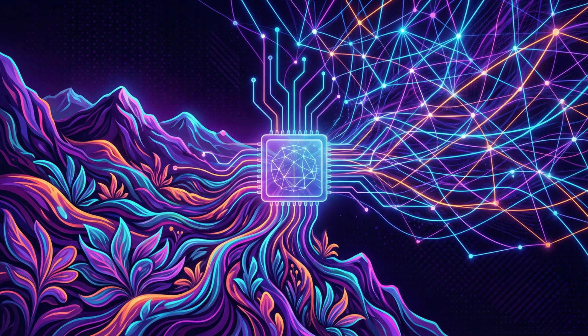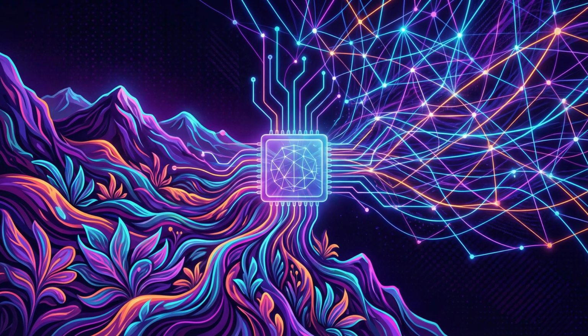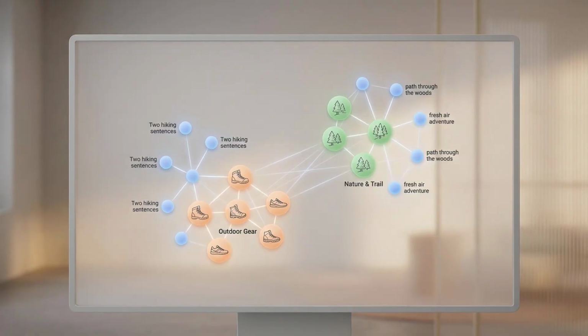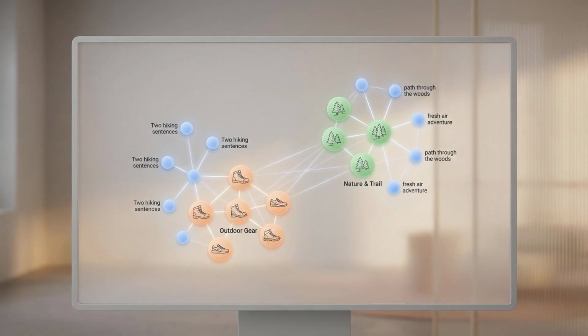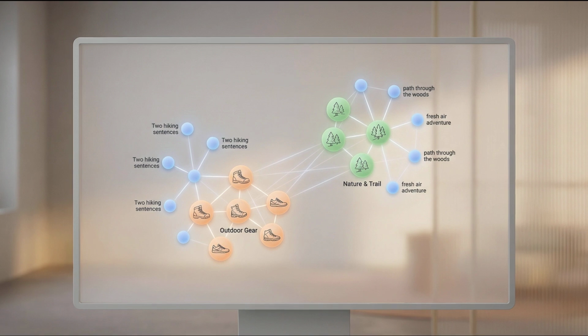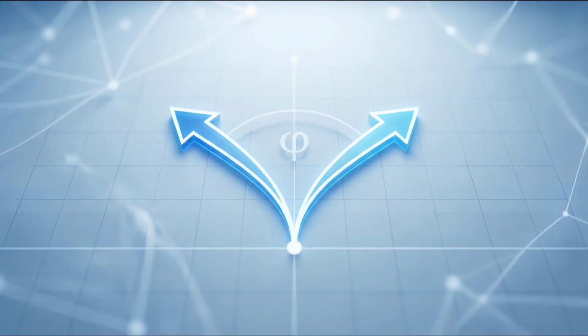Each dimension is a learned feature, not a human-labeled tag, but a statistical pattern the model has discovered that helps separate meanings. 2 sentences about hiking comfort land close together. A sneaker and a hiking boot might land nearby, but a road bike should be distant.